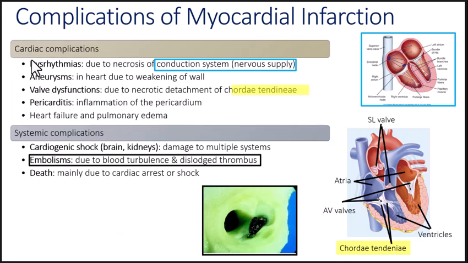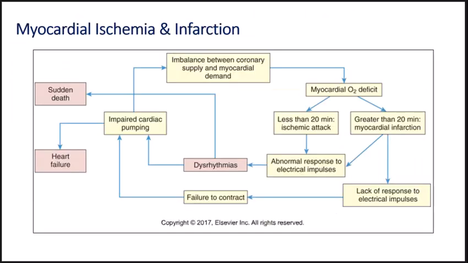So those are complications relating to the heart itself, but there can also be systemic complications, including shock, which can affect various systems within the body. Embolisms can form if blood's moving more turbulently or maybe being pooled, or if there is a dislodged clot, it can travel to other areas of the body. And then death can occur. Death usually occurs if the heart just stops functioning or if shock occurs.